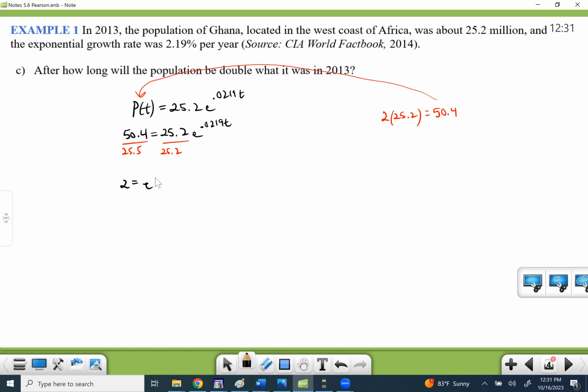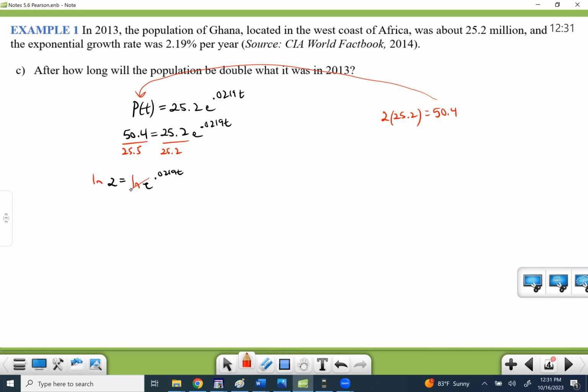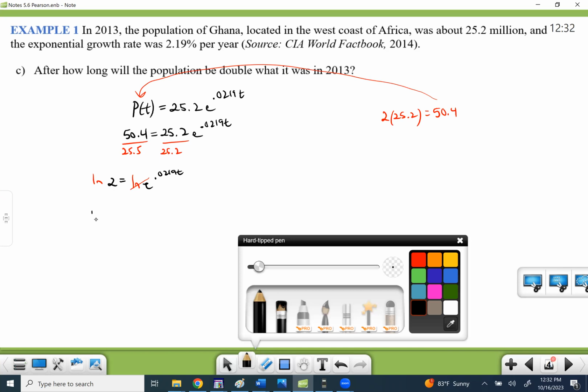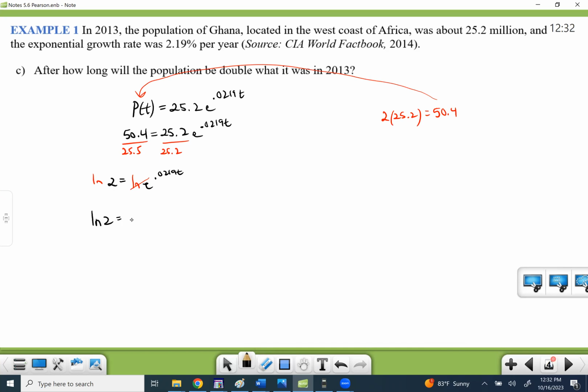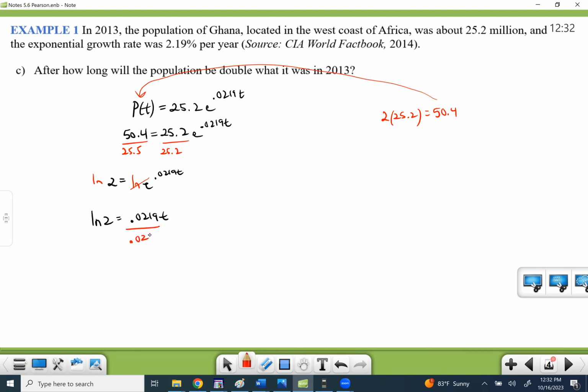So we got e to the 0.0219t. And then to get rid of e, we're just going to take the natural log of both sides. Whatever you do to one side, you have to do to the other side. So we have natural log of 2 equals 0.0219t, and then divide by 0.0219, and you've got your time. Now resist rounding anything until the end, because if you use a rounded answer to get an answer, it increases the error.